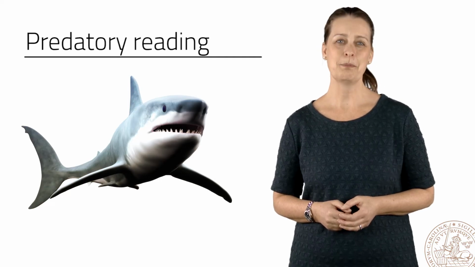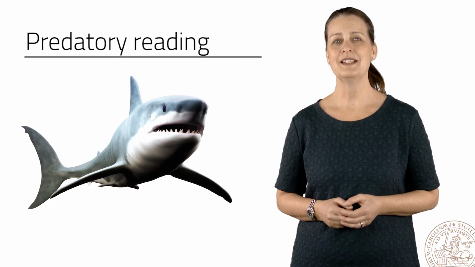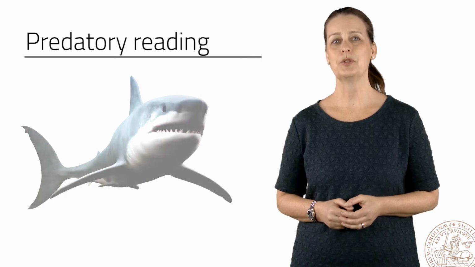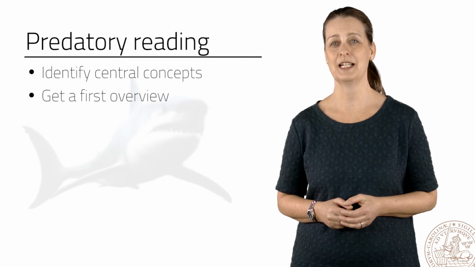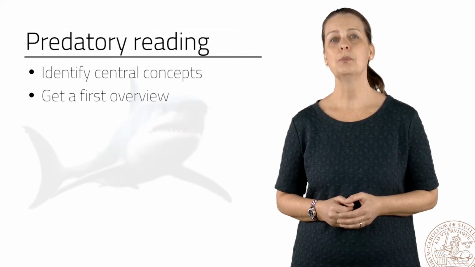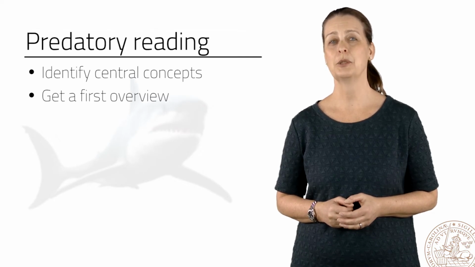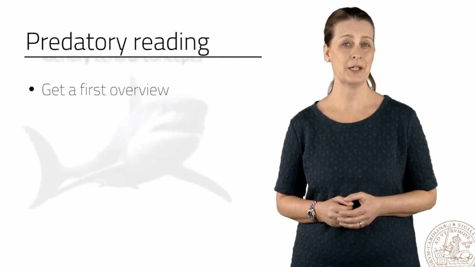In other words, depending on your purpose, you need to read texts in different ways. Predatory reading is the strategy to use when you want to identify central concepts and to get a first overview of a text. But in order to draw on a text in your own writing, you will need to read it carefully to make sure that you fully understand the argument so that you can refer to it and discuss it in an appropriate manner.